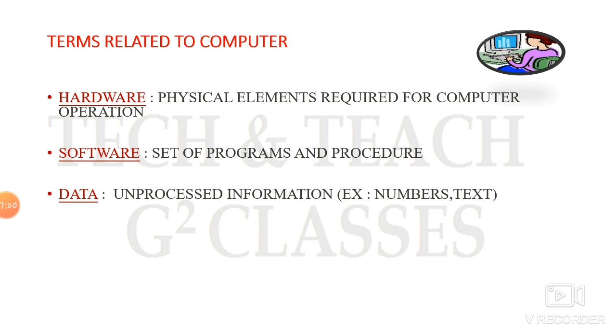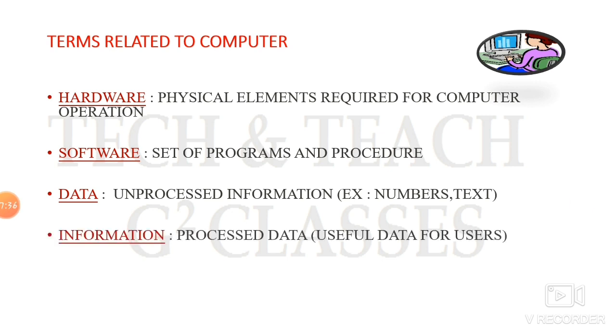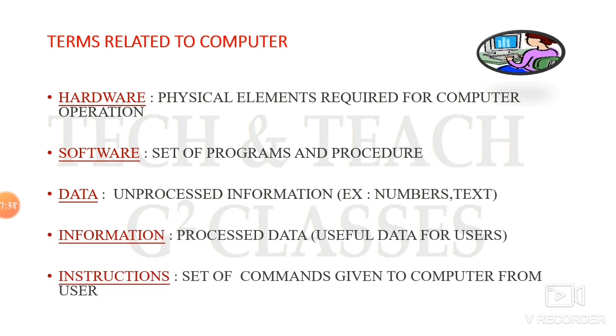In a simple example, if in your mobile gallery you have not arranged all the data properly, like WhatsApp images, WhatsApp audio, WhatsApp video, everything mixed, that is known as data. But if you make some folders and arrange them properly, that is known as information. Then instruction is very simple. What I am telling now, you are listening; that is an instruction. If I tell you to just listen to what I am telling and you are listening, that is an instruction.